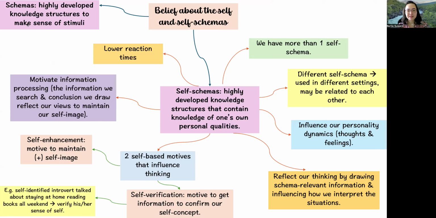If we have self-schemas, then we have lower reaction times. For example, let's say you have a hobby and your hobby is playing football. You play football, let's say every day. And then another person plays football once a week. When someone asks you, oh, how often do you play football? Do you play football often?